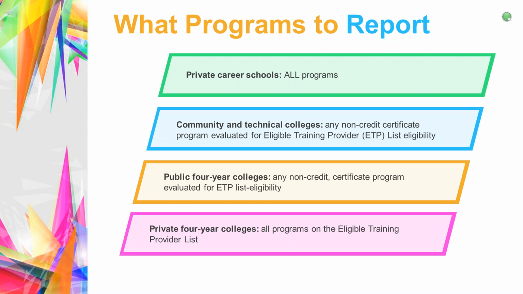Public four-year colleges also need to report any non-credit certificate programs that you want on the ETP list. And private four-year colleges need to report all your data for any program that you'd like listed on the eligible training provider list.